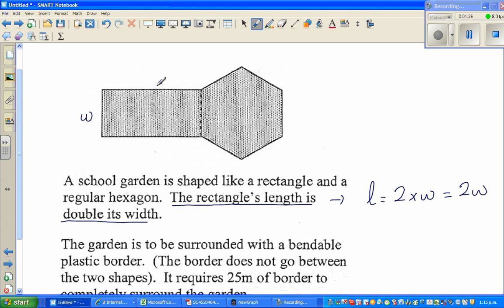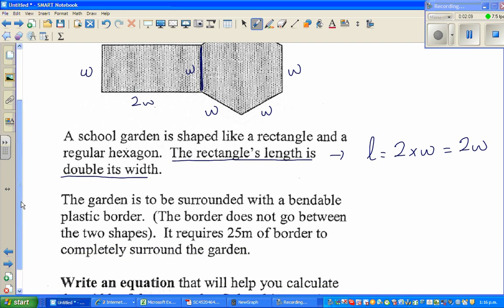So in place of length, you can put 2W. You have to think in a very simple and logical manner. So this is where people struggle because they can't think in a normal way. Now this is a hexagon. Regular hexagon means all the sides are equal. So if this is W, because this is a rectangle, can you understand this is also W? So this is also W because it's a regular hexagon. So all the sides are W, and this is 2W.